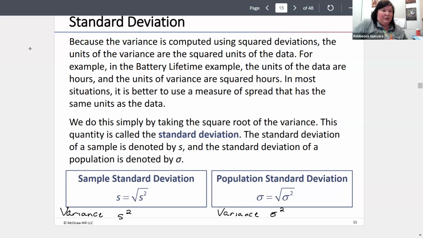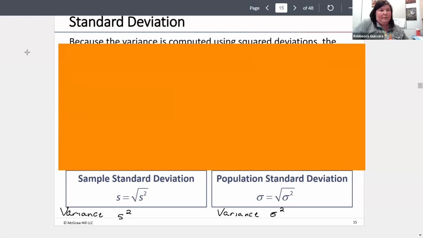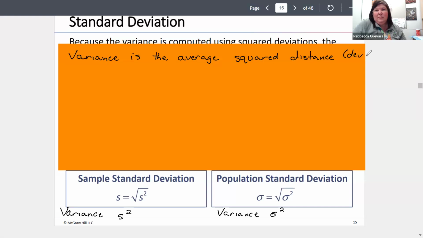But I want to make another little note here. When we're talking about variance, it is an average squared distance or deviation from the mean.